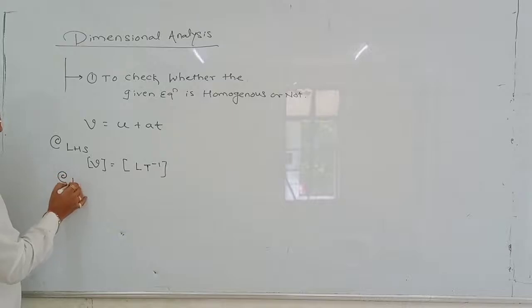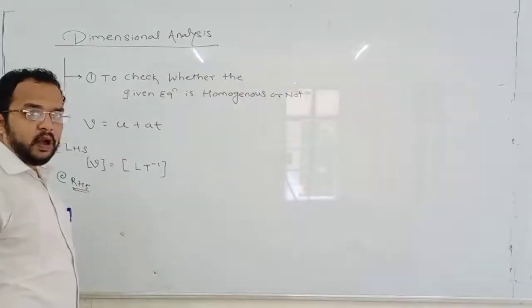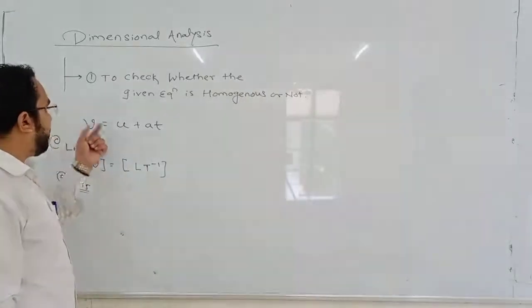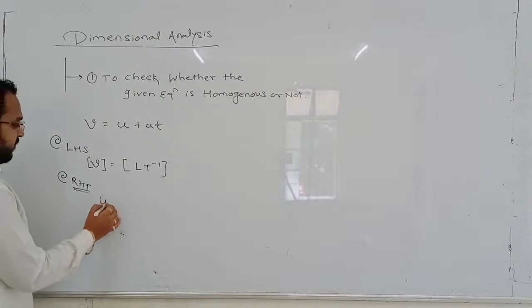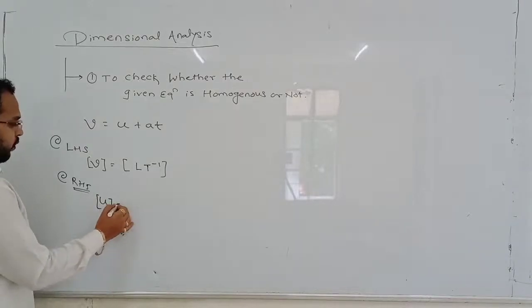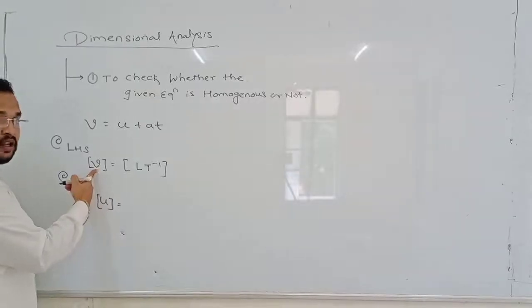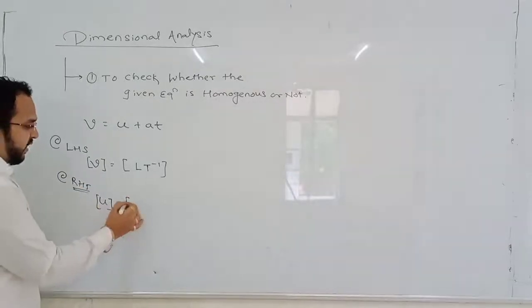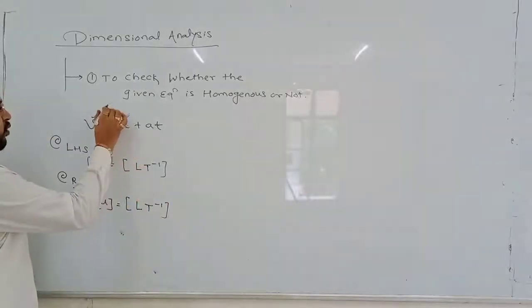Now at RHS, this should be the dimensions of each and every term of RHS. Then the equation will become homogeneous. At RHS we have two quantities, u and at. First of all we will see for u. u is the initial velocity and this is the final velocity. As both are velocities, the dimension will be the same, LT^-1. So u is the same.